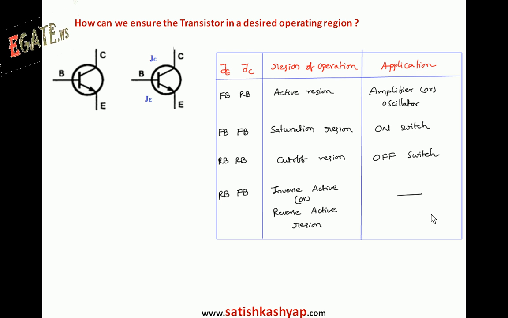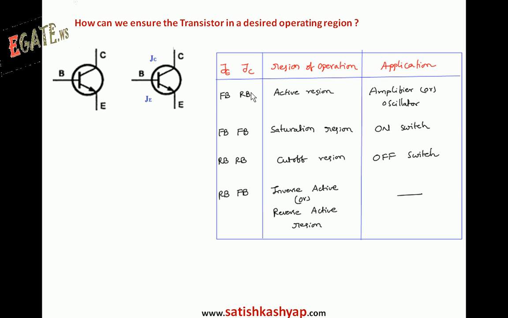All these four possibilities are listed here. JE is the emitter base junction, JC the collector base junction. If JE is forward biased and JC is reverse biased, the transistor is said to be in the active region, where it finds applications as an amplifier as well as an oscillator. When both junctions are forward biased, the BJT is in saturation, where it can act as an on switch. When both junctions are reverse biased, it is in the cutoff region, where it finds application as an off switch.